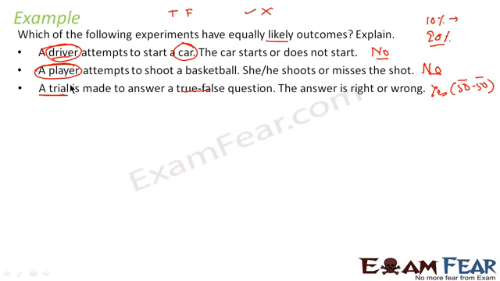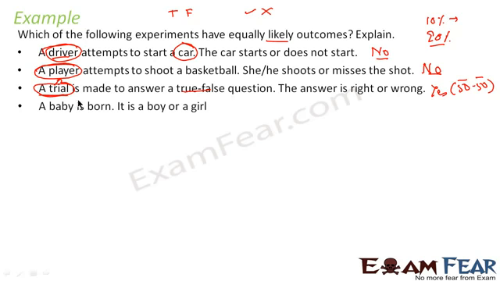But in this case the question clearly says it's a trial. Just a trial is made without even looking. We are just giving true or false. Then in that case it is 50-50. Correct? Because here in a trial we are just blindly giving true or false.